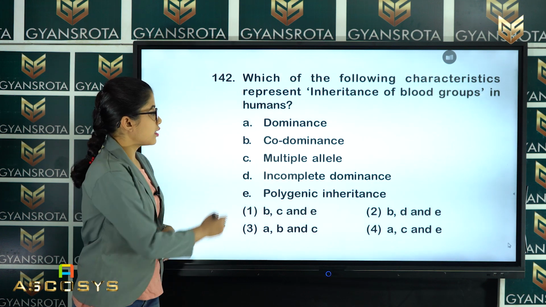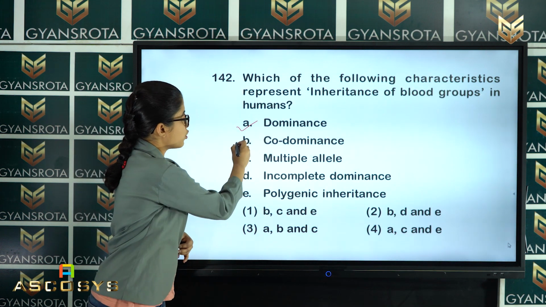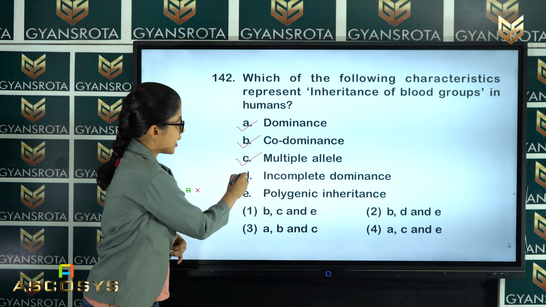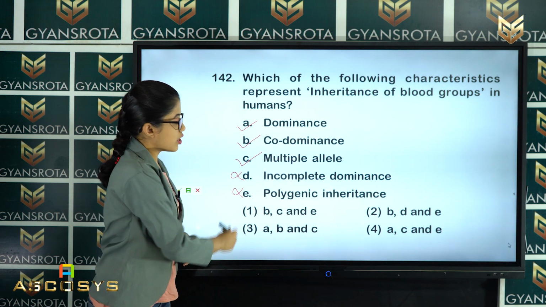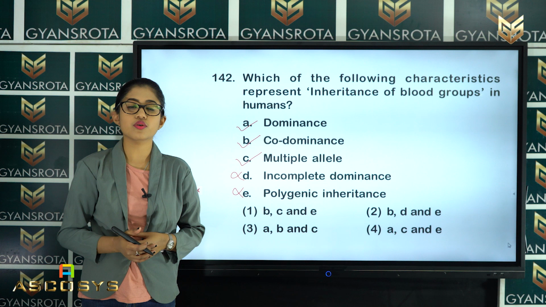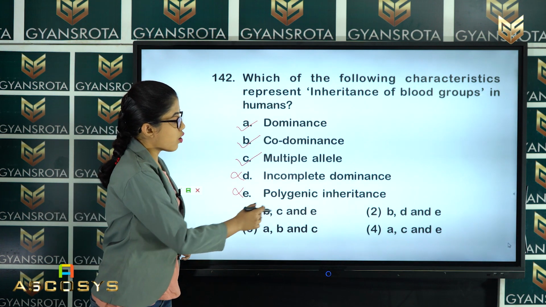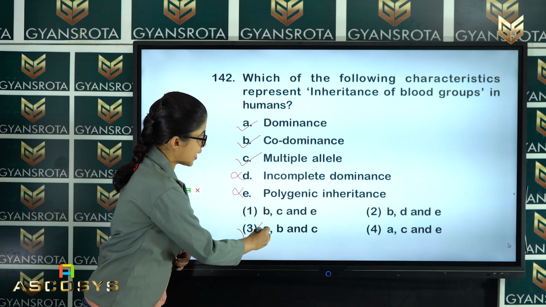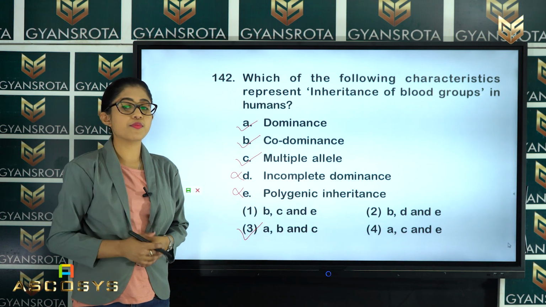That is the dominance and then codominance and the multiple alleles, whereas incomplete dominance is not there. Along with this, polygenic inheritance is also not there. So, which among them is the correct option? Here all the 4 options are given. So, option number 3, A, B and C, is the correct option for this question.